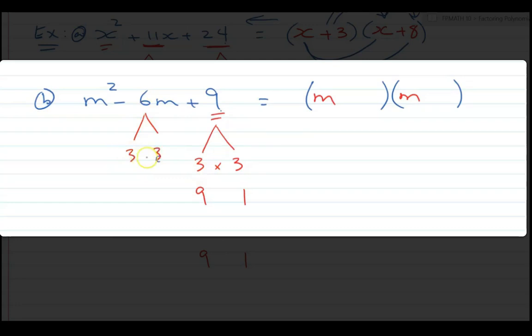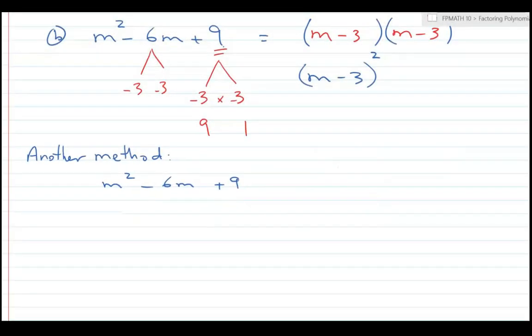So 3 and 3 will get 6, but not minus 6. But if you do minus 3 and minus 3, that gives you minus 6, and minus 3 times minus 3 gives you positive 9. So in this case, you will have m minus 3 times m minus 3. And in this case, you actually have a perfect square trinomial. Because m minus 3 is showing up twice, you can write it in the compact form (m minus 3) to the power of 2.